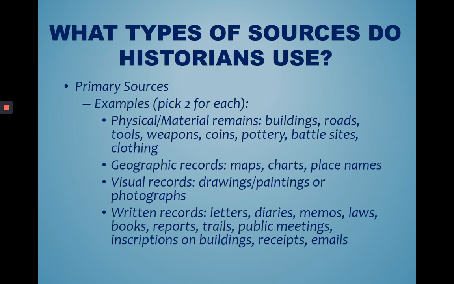Some examples of primary sources. To fill in your chart, again on that second slide of the notes, just pick two from each of these different categories. So you do not have to write down all of the examples, just pick two from each category. So physical or material remains. This can be buildings, roads, tools, weapons, coins, pottery, battle sites, or clothing.